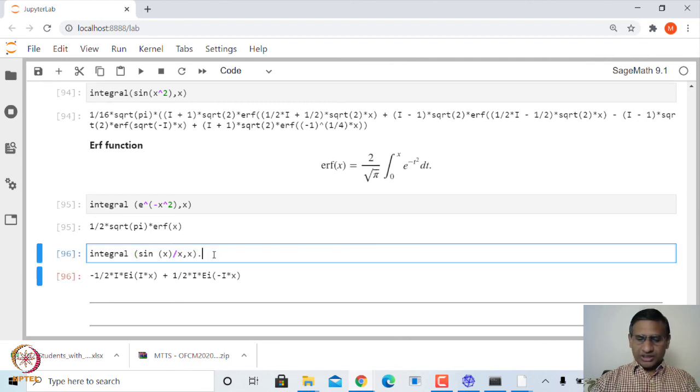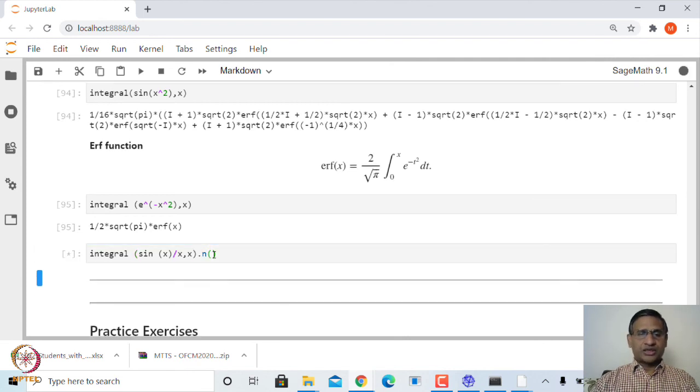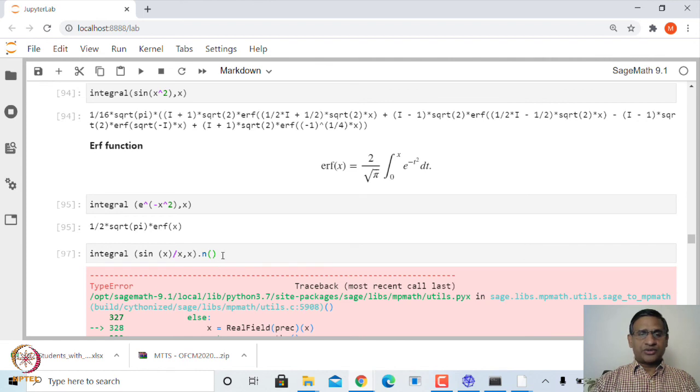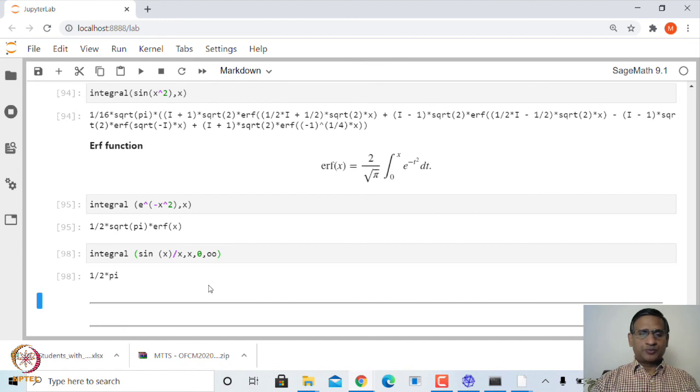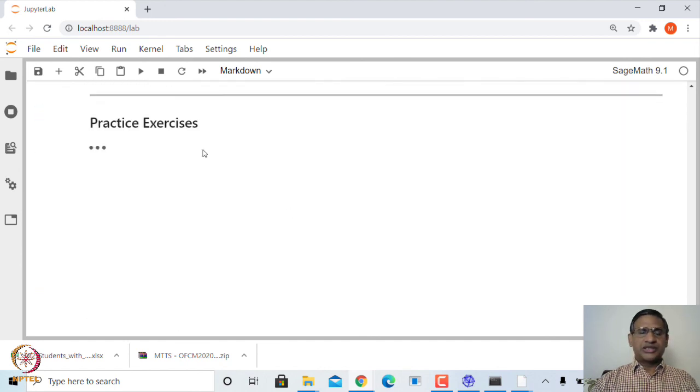For example, here I can say .n, it is not giving a value, as we have seen already, because this is an indefinite integral, so .n does not make sense. Whereas if I put the limits 0 to infinity, then this integral is pi by 2. Let me leave you some easy exercises.